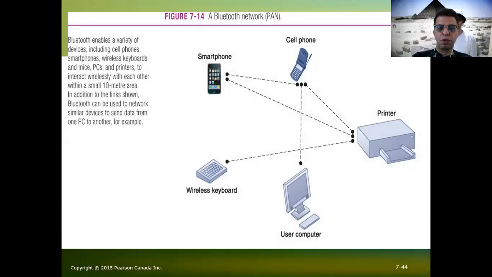Bluetooth enables a variety of devices, including cell phones, smartphones, wireless keyboards, mice, PCs, and printers, to interact wirelessly with each other within 10 meters. You have a Bluetooth wireless headphone or speaker, and every mobile has Bluetooth. They connect, for example, with printers. Sometimes your keyboard is not connected to your PC, or you want to connect it through Bluetooth to your mobile, or a hotspot.